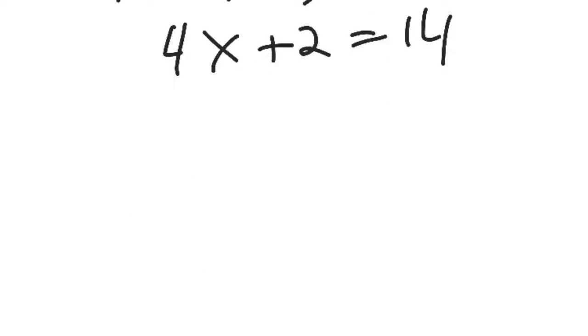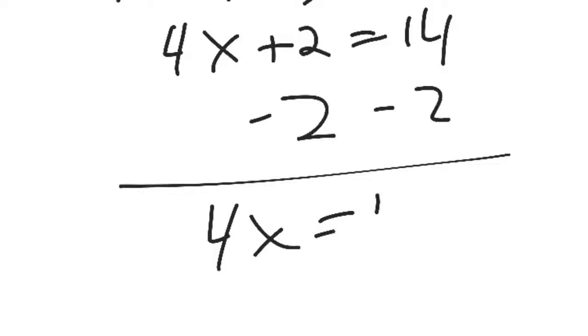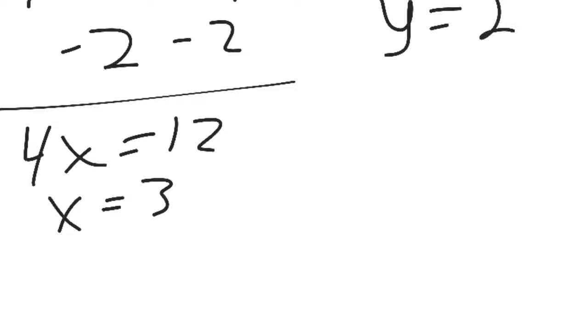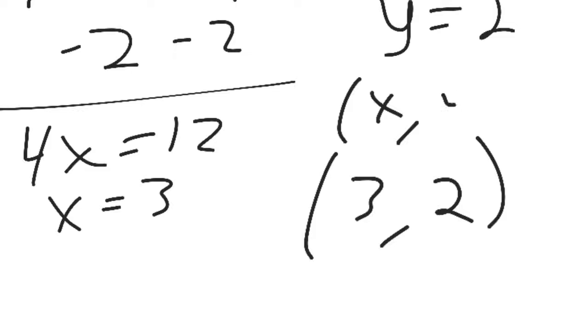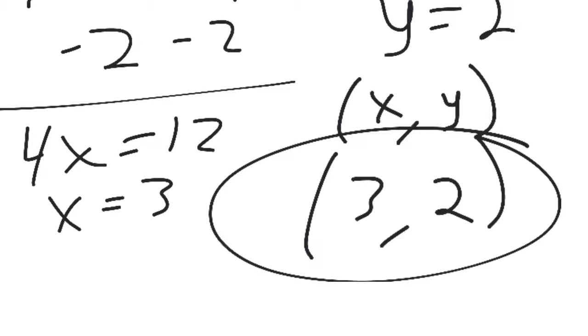And that's just a linear equation that you're used to solving. Subtract that 2 from both sides. So x is going to be 3. So there's our solution. And typically how we state a solution to a system is we say 3, 2. The x coordinate, the y coordinate is the solution. This is where they cross.